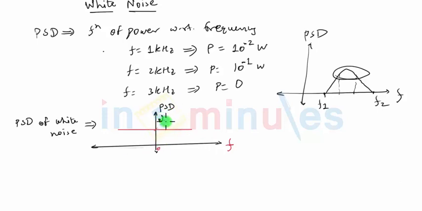Now let me use the notation of this value as N0 by 2. So the power spectral density of white noise is a constant, and that constant value we are calling N0 by 2. So N0 by 2 is nothing but the PSD of a noise, and because it's a constant, we call it the PSD of white noise.